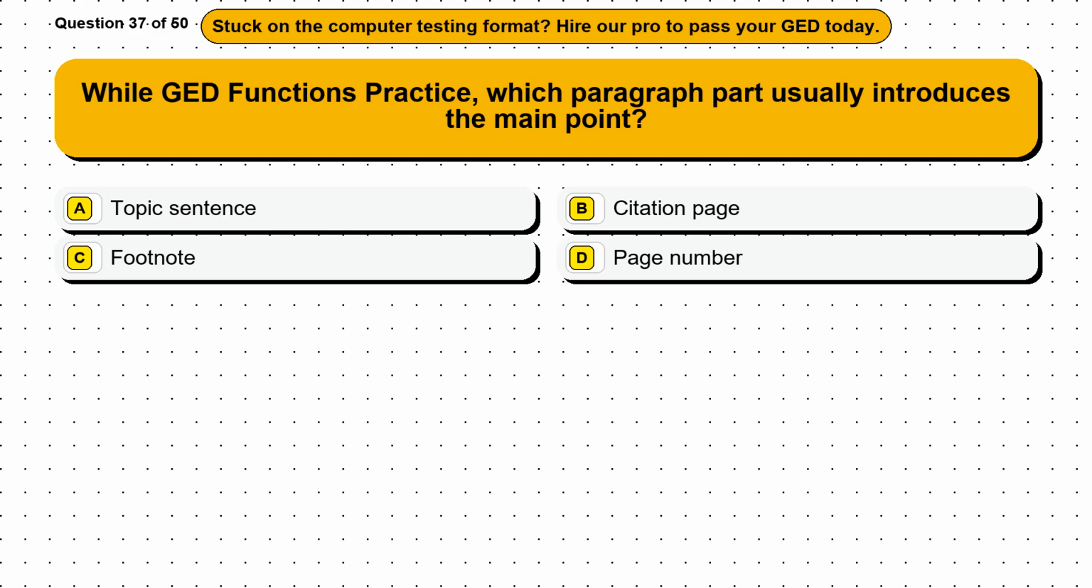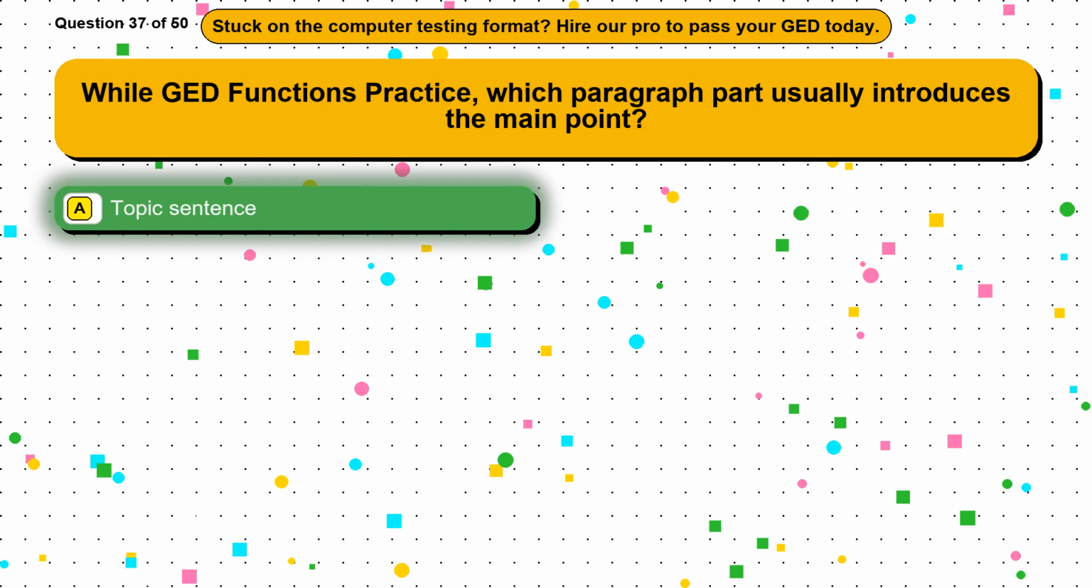Question 37. While GED Functions Practice, which paragraph part usually introduces the main point? Option A, topic sentence. Option B, citation page. Option C, footnote. Option D, page number. The correct answer is option A, topic sentence.